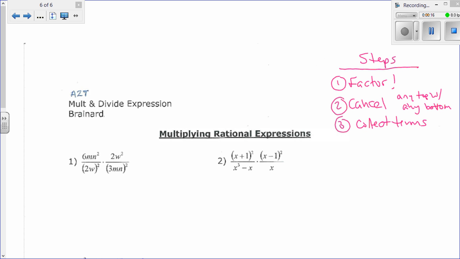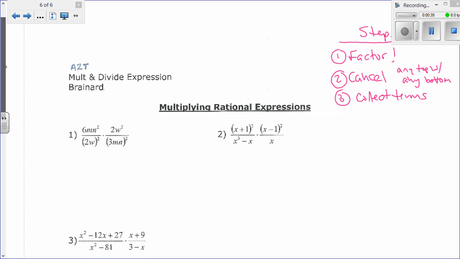The first one is to factor. We always factor first. And then we cancel, and it says any top with any bottom. What that means is any numerator and any denominator can cancel as long as they look alike. Never two numerators, never two denominators. So never two tops, never two bottoms. Always the top or the bottom. And then you collect and rewrite your remaining terms.